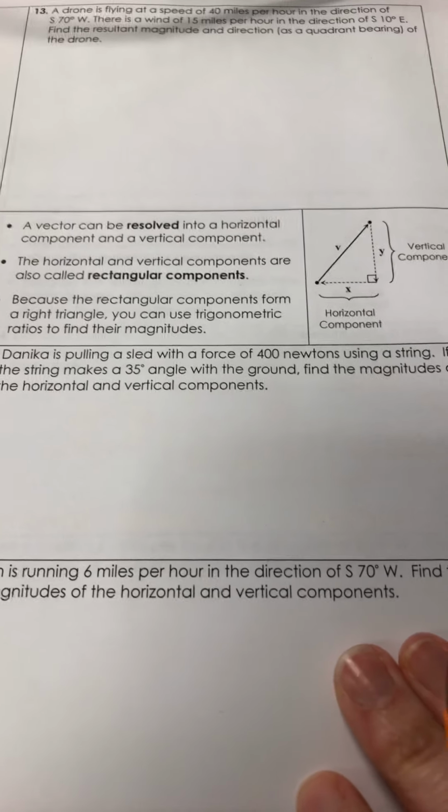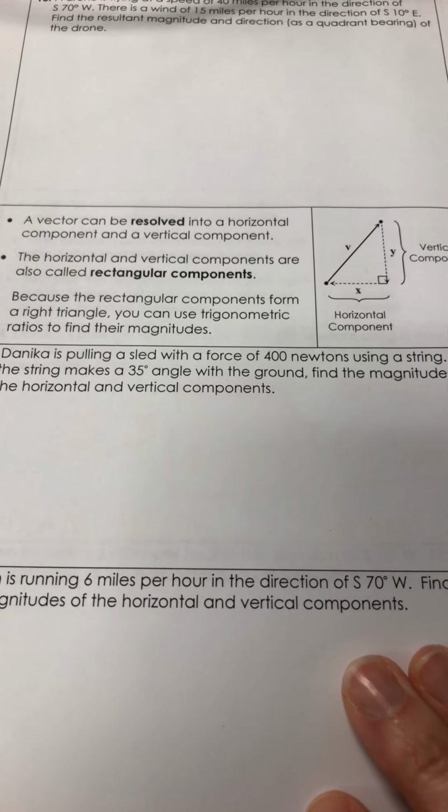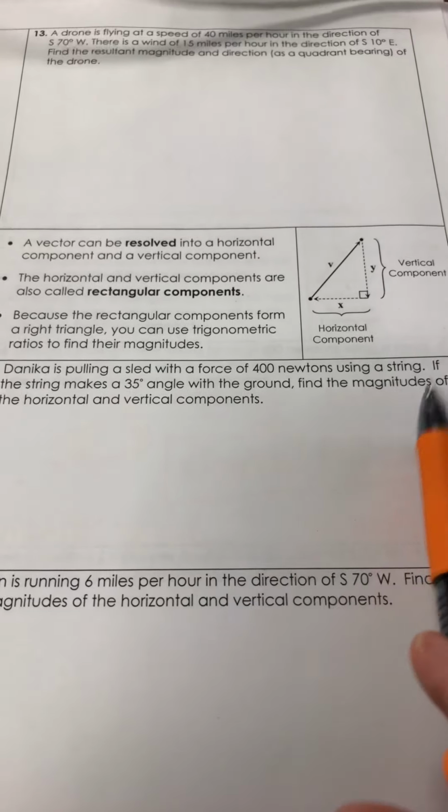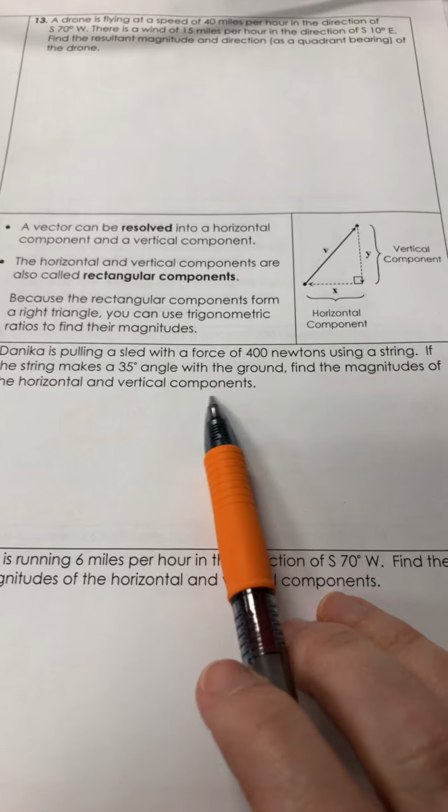It says Danica is pulling a sled with a force of 400 newtons using a string. The string makes a 35-degree angle with the ground. Find the magnitudes of the horizontal and vertical components.